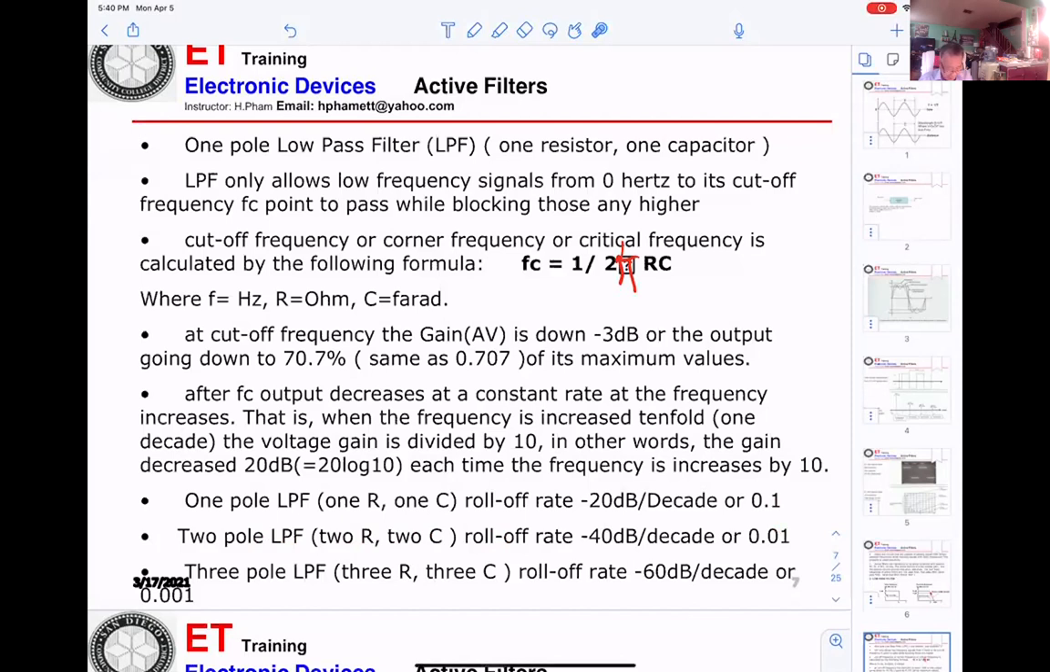Three pole will be three R and three C. The roll-off rate will be minus 60 dB per decade. So the best one given here is minus 60 dB per decade. That means it will cut off quickly.